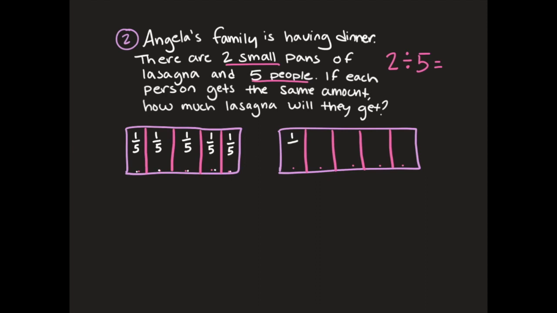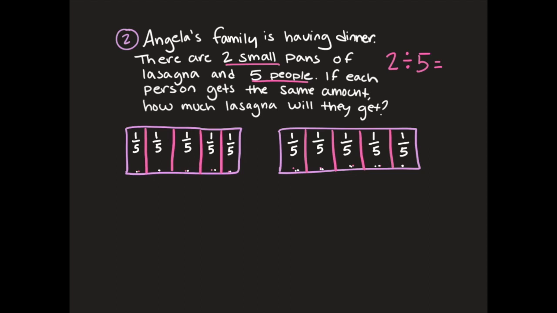Here is 1/5 out of 1, 2, 3, 4, 5. Here's 1 piece out of 1, 2, 3, 4, 5. This is 1 piece out of 5, 1 piece out of 5, and 1 piece out of 5.